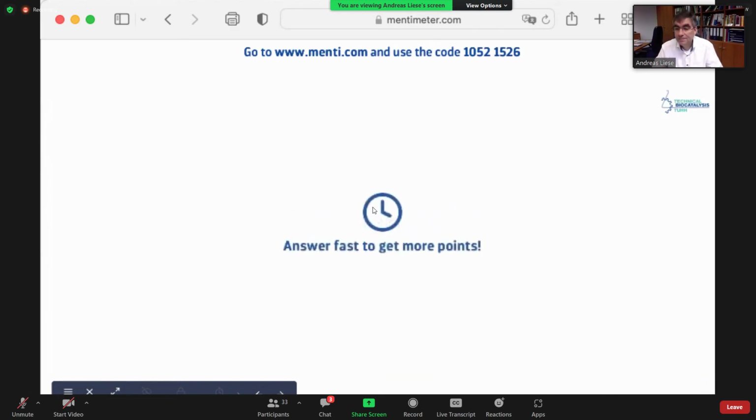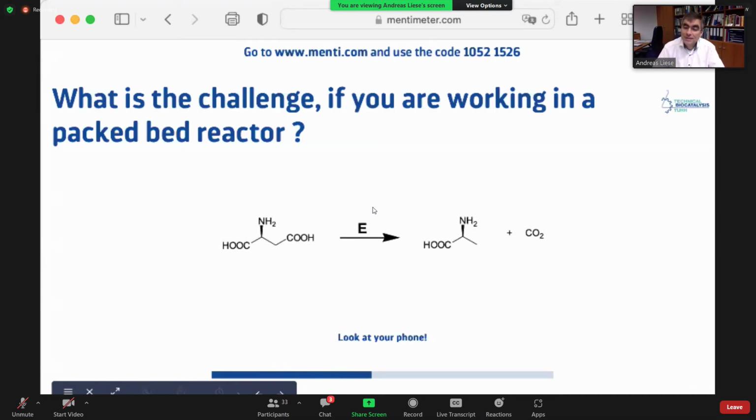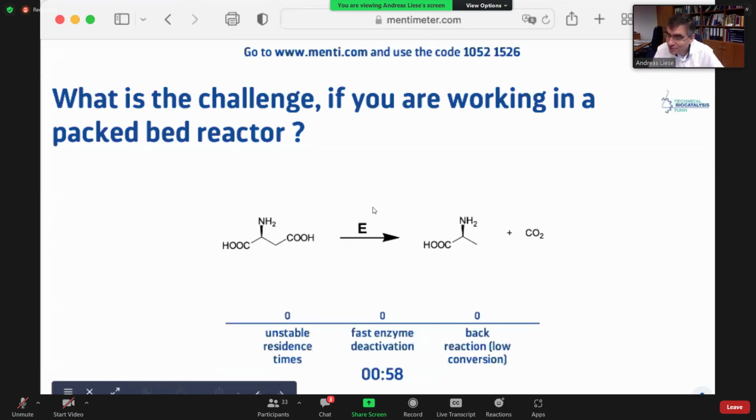Okay, 19. So, last question. This comes back to the last lecture. What is the challenge if you're working in a packed bed reactor with this reaction? What do you think? Just a repetition from yesterday. What could be the challenge if you're working in those reactors we're just talking about with this reaction system we already talked about yesterday? Unstable residence time, fast enzyme deactivation, or back reaction, low conversion.